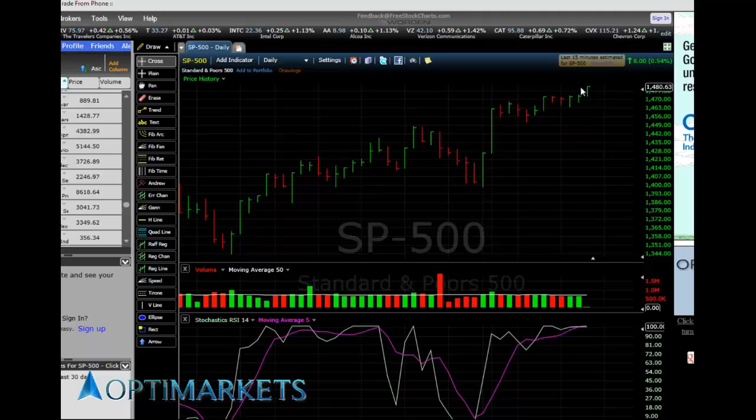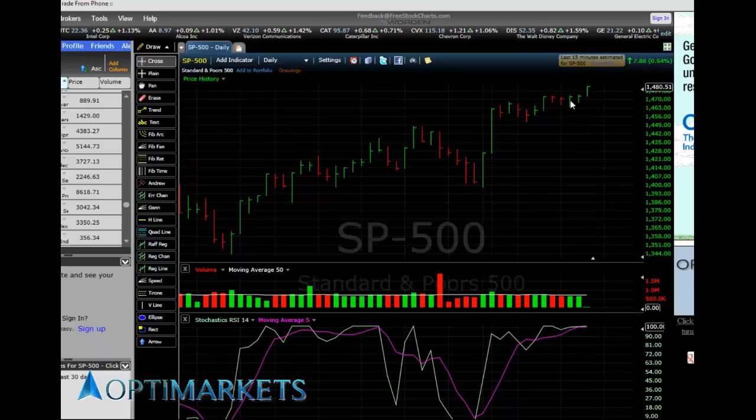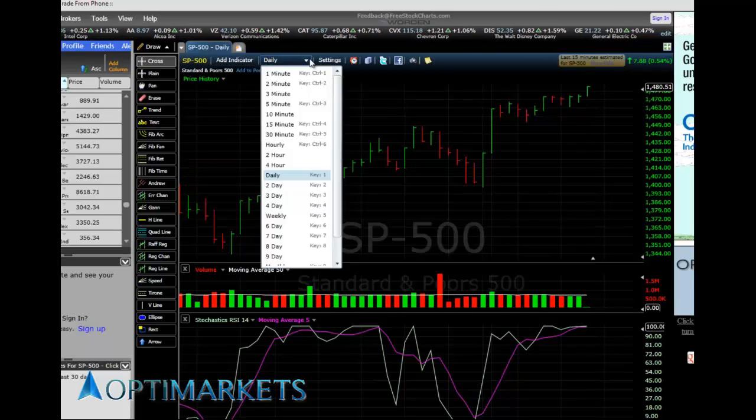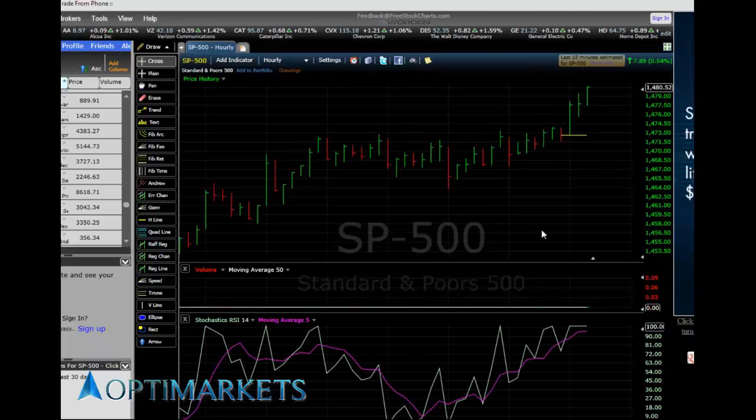Now, this is a daily time frame. If you wanted to get involved in a more finite level of detail, we can say, okay, we're breaking out of a range here on today's action. I'm interested in seeing the last couple of days' price action, and I want to see where the shorter term trend is. You can go to a 30-minute chart or an hourly chart. Let's go with an hourly chart.